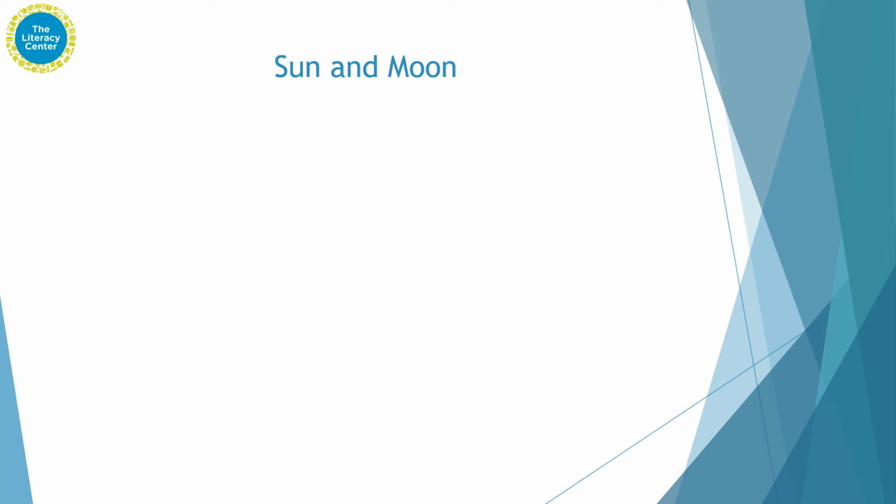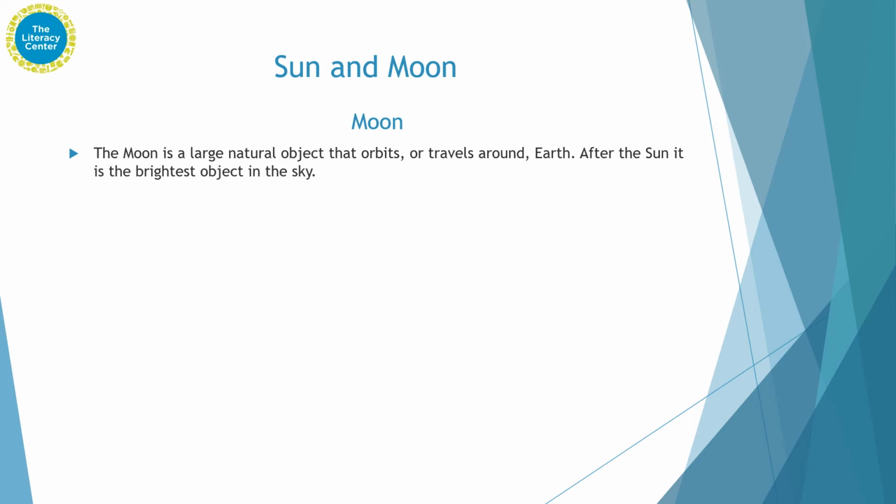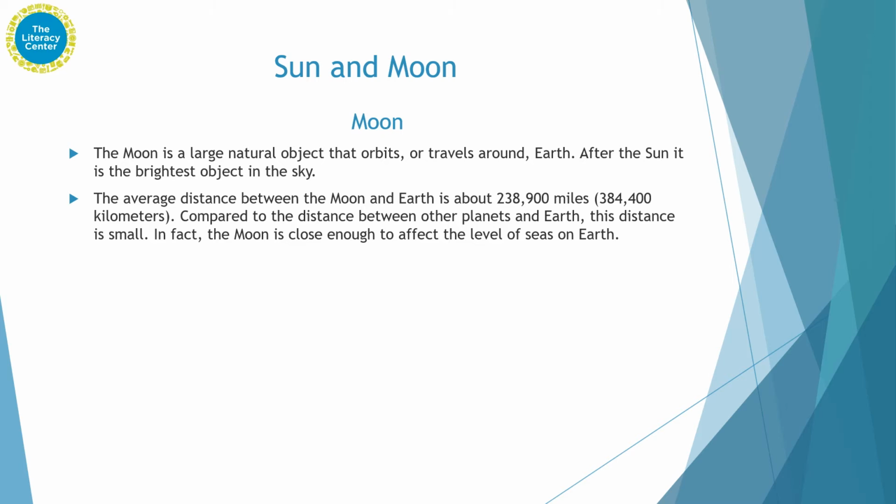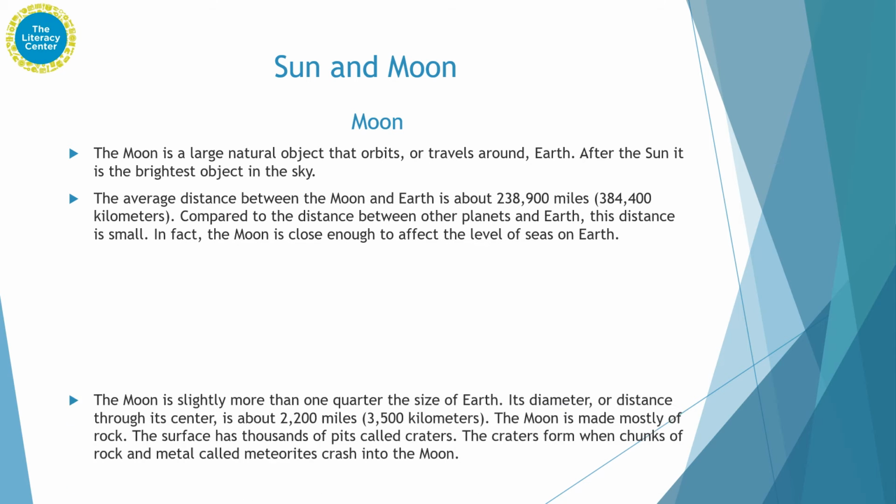So let's talk about the Moon now. The Moon is a large natural object that orbits or travels around Earth. After the Sun, it is the brightest object in the sky. The average distance between the Moon and Earth is about 238,900 miles. Compared to the distance between other planets and Earth, this distance is small. In fact, the Moon is close enough to affect the level of seas on Earth.